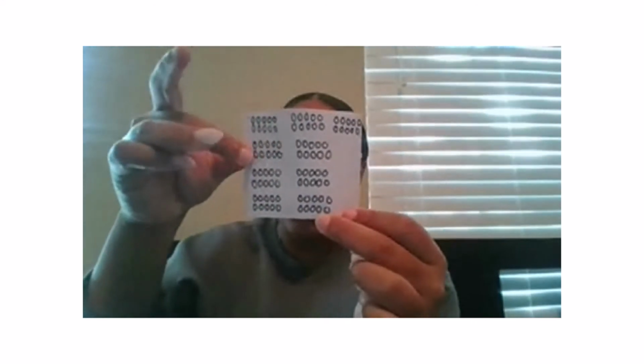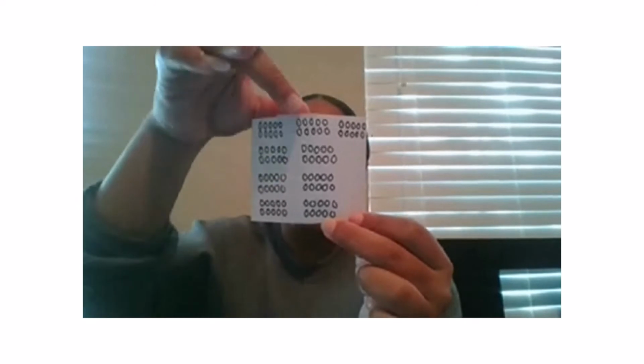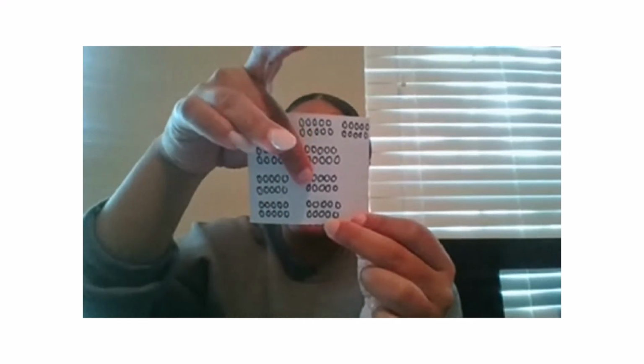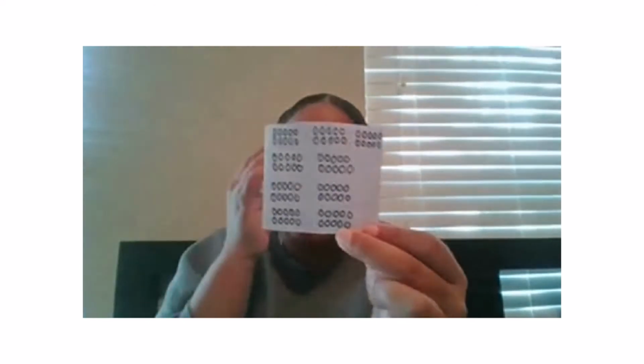So 1 group, 2 groups, 3 groups, 4 groups, 5 groups, 6 groups, 7 groups, 8 groups, 9 groups. 9 groups of 10 means that you have 90 dots all together. So in all of this, you have 90 dots and they're grouped by 10s, right? So that means that you have 9 groups of 10. 9 groups of 10 is the same as 9 tens, all right?